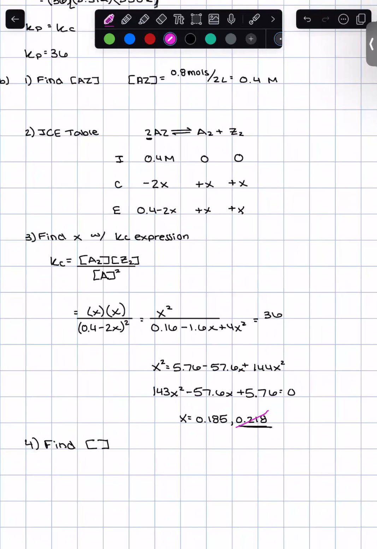Negative concentrations do not exist. This is wrong. This is always the case. Either one of the x values doesn't work because it makes a concentration negative, or one of the x values is negative itself. Okay? Any questions?